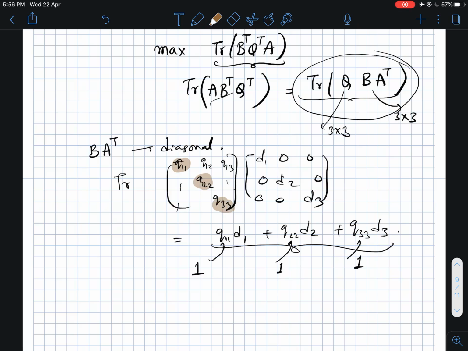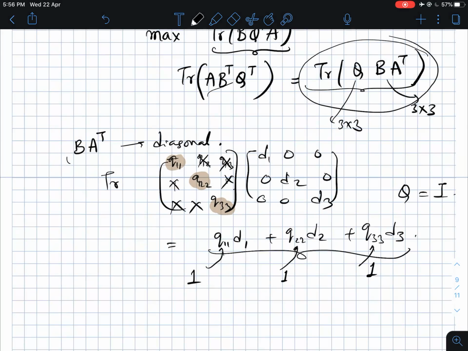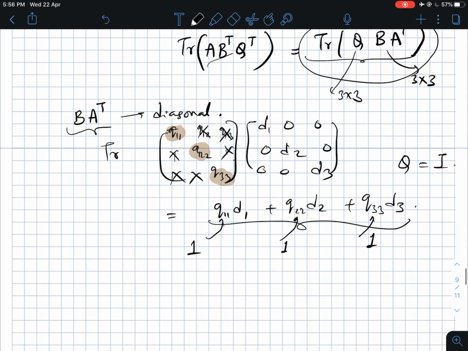So that means I would just try to make all of these entries over here to be 1. Now, if I make all these entries 1, all the other entries have to be made 0, because to make the norm 1, all the other entries have to be 0. So it's clear that the ideal choice of Q is just the identity in this case, if BA transpose happens to be a diagonal matrix. Now, what if it is not diagonal? If it is not diagonal, we will make it diagonal by using some of the techniques that we know.